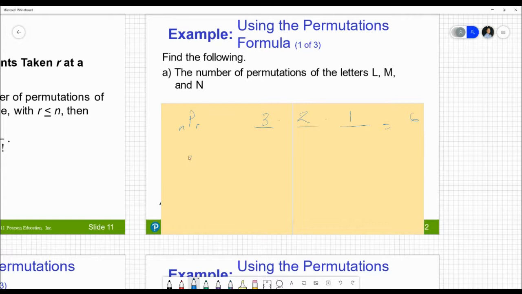Or you can use 3 P 3. So we do n factorial over n minus r factorial. n here is 3, n minus r is 3 minus 3, that is 0. So this is the reason why we need 0 factorial to be 1. Because 3 factorial is 3 times 2 times 1, which is 6, and 6 over 1 is 6. That is the reason why we need 0 factorial to equal 1.